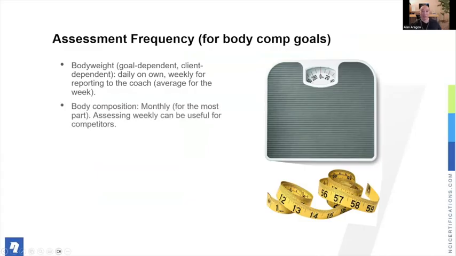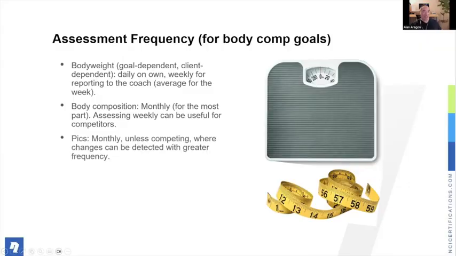Body composition, in my experience, is best assessed monthly, and assessing weekly can be useful for physique competitors because things tend to change a lot more quickly, and things are a lot more regimented and rigorous with physique contest prep or photo prep or other such urgent endeavors. Pics, you can typically see differences in pictures on a monthly basis rather than a weekly basis.